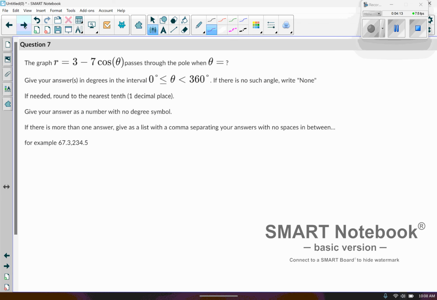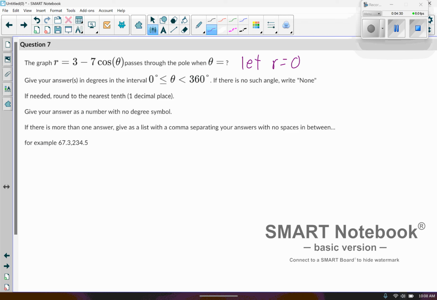But let's look at the other questions you sent. Questions 7, 8, and 10 are all basically the same. You're trying to figure out where this passes through the pole. So what you have to do is just let r equal 0 and then solve it. And we'll have to use our calculator.